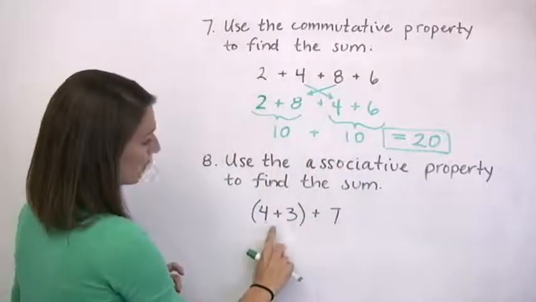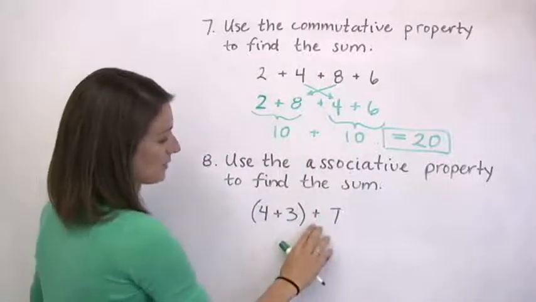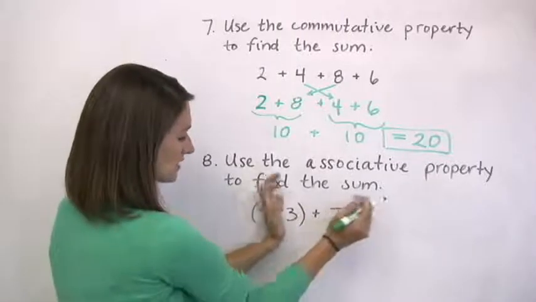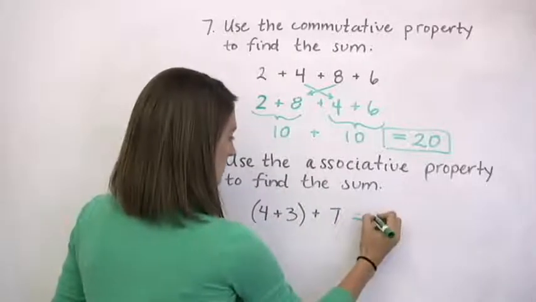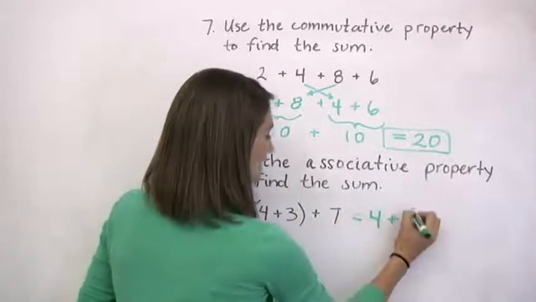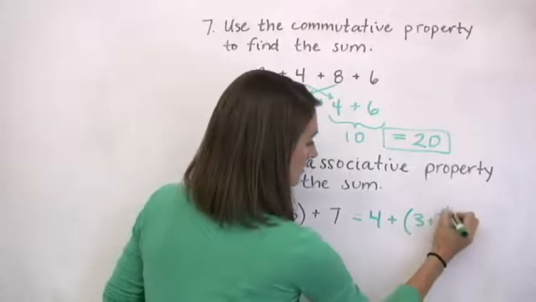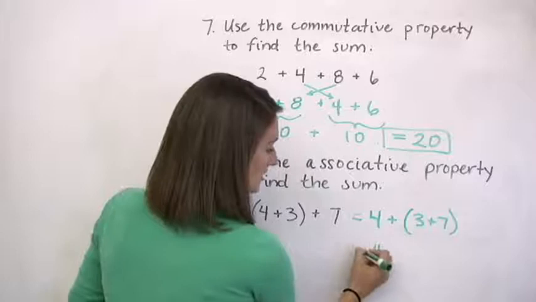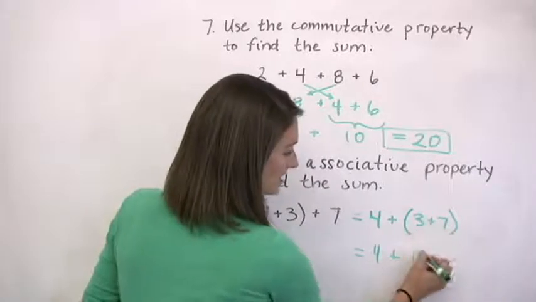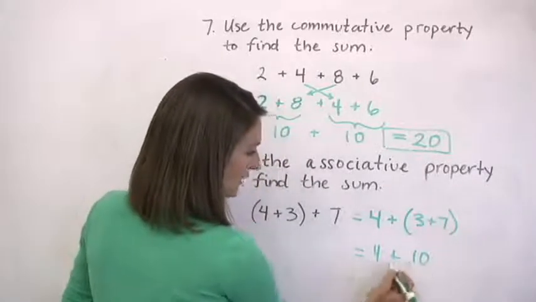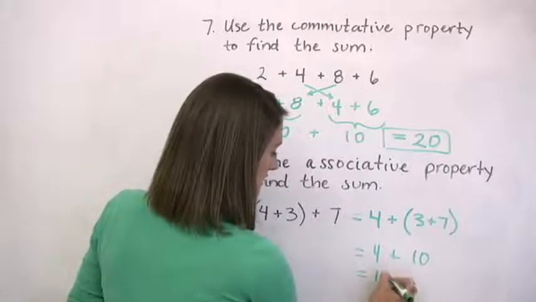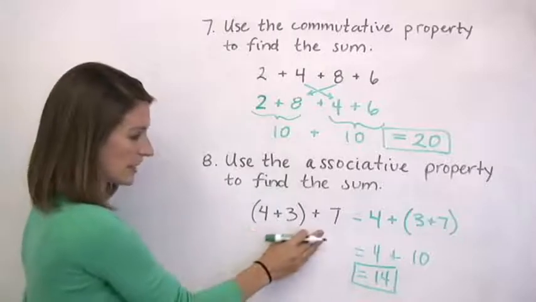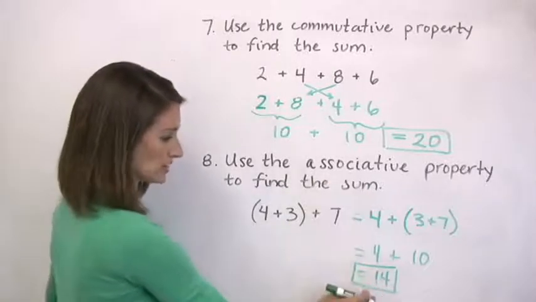So first we have 4 plus 3 inside the parentheses plus 7. I'd like to change this. Let's move our parentheses to the last two numbers. So this is the same as if we were to write 4 plus 3 plus 7. Okay, so now inside our parentheses, bring down our 4, 3 plus 7 is 10. This math is easy. 4 plus 10 equals 14. So our sum of 4 plus 3 plus 7 using the associative property is 14.